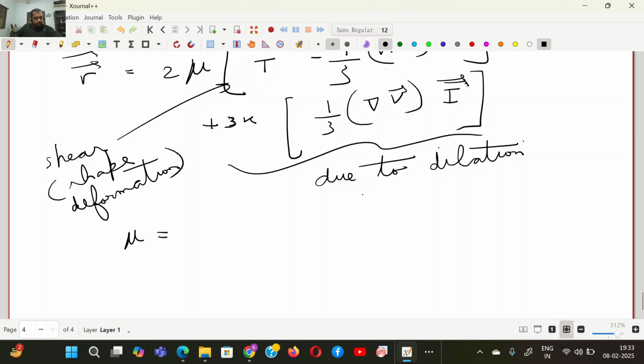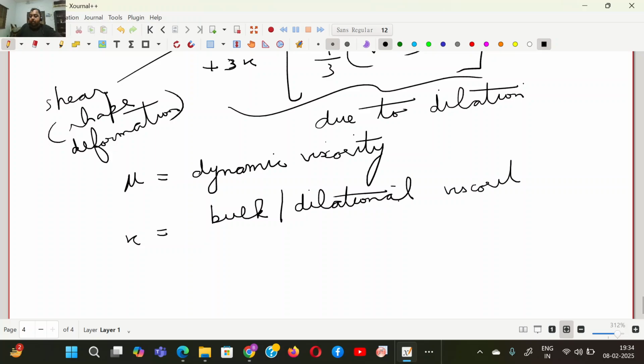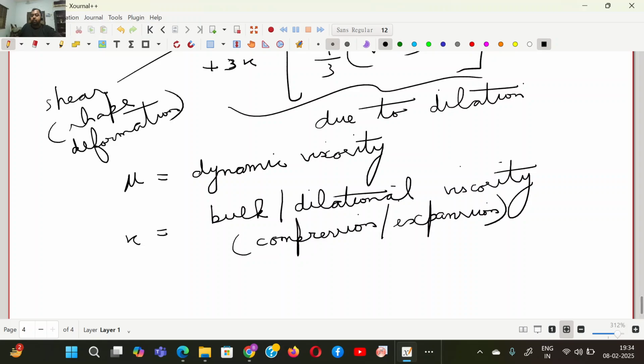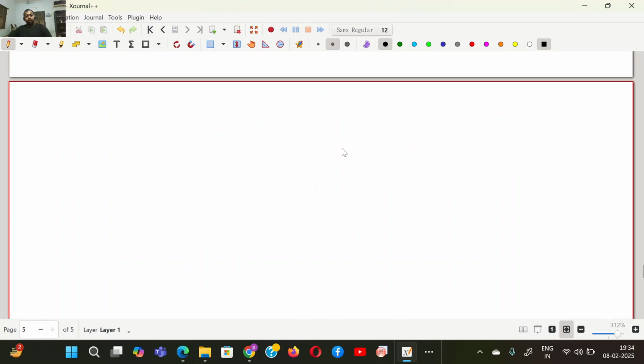So I'll define the terms. Mu is the dynamic viscosity, which you must be familiar with. This is the viscosity that you get in Newton's law of viscosity, tau is equal to mu into dV by dx. K here is the bulk or dilational viscosity. It has to do with compression and expansion. One thing you have to remember is that both mu as well as K are not functions of the rate of strain tensor.